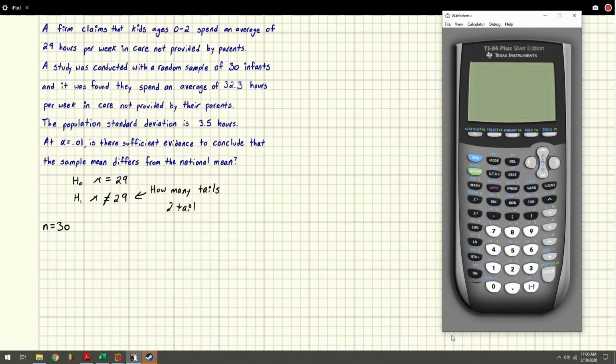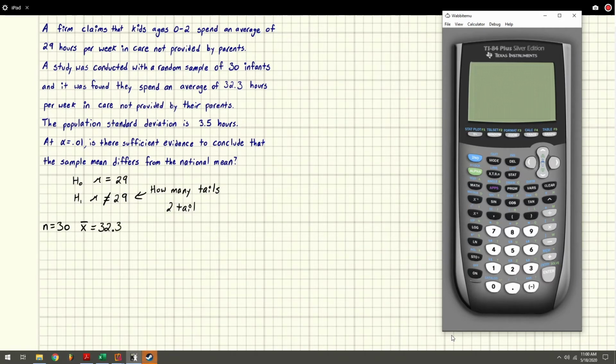And so we did a study and we found that they spend an average of 32.3 hours per week in care not provided by their parents. So this would be a sample mean because it only applies for our study of 30 infants. So we're going to put x bar is equal to 32.3. Now keep in mind, Greek letters are generally population.